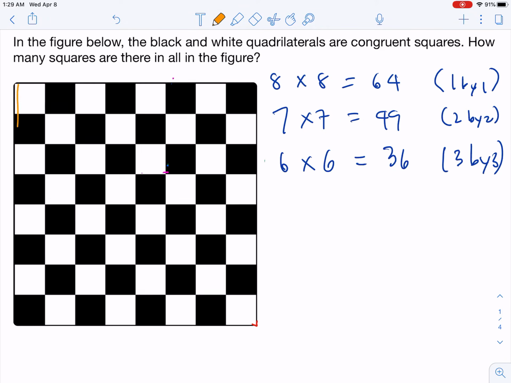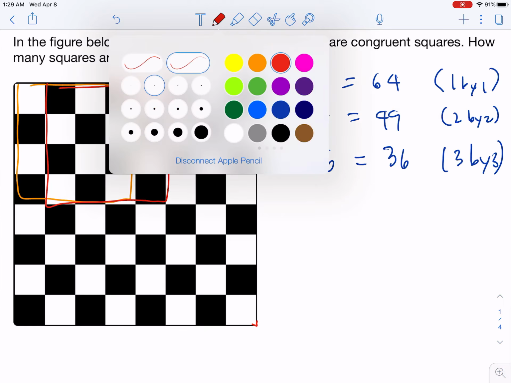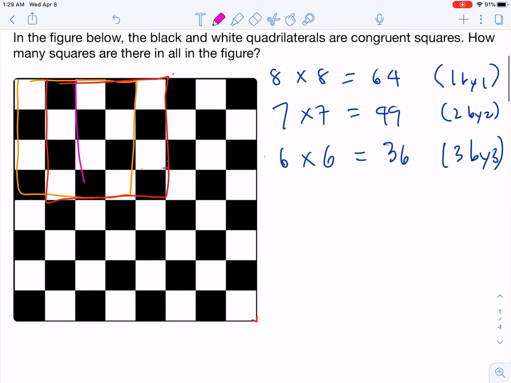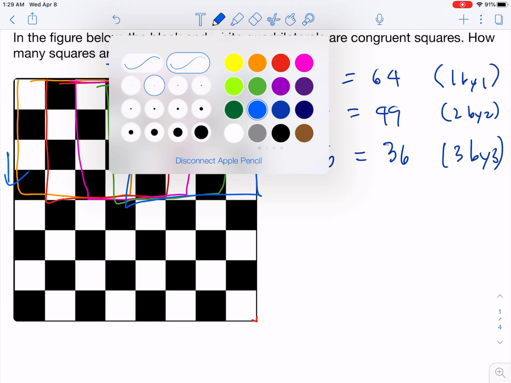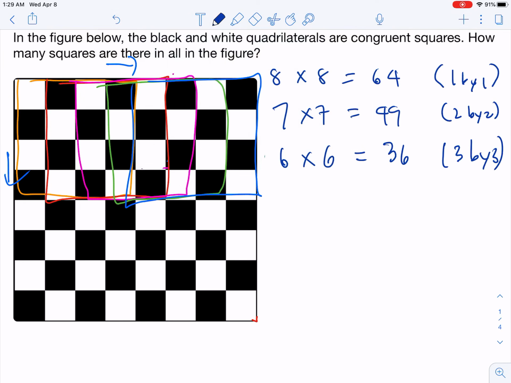So 4 by 4, 1. And then this is 2. This is 3. This is 4. And this is 5. Okay? Nakita nyo ba? So ilan yan? 5 4 by 4 squares. So 5 yung pag ganon, 5 din yung pababa. So it's 5 times 5, di ba?